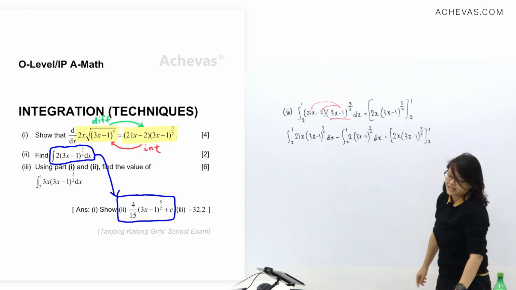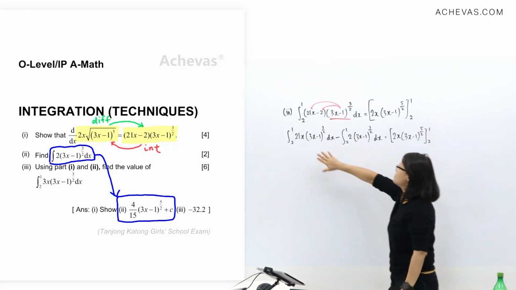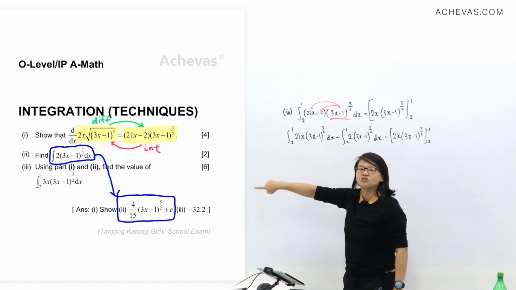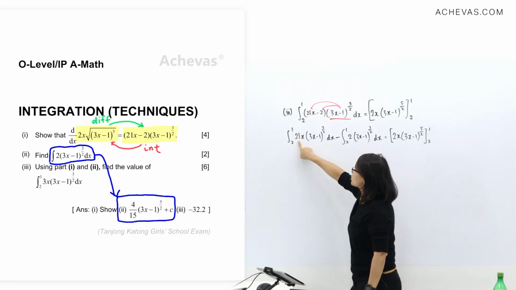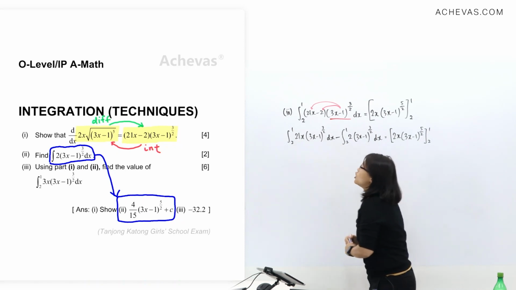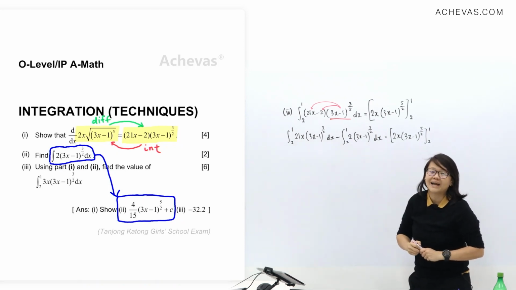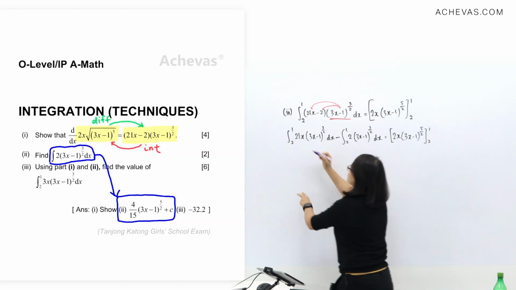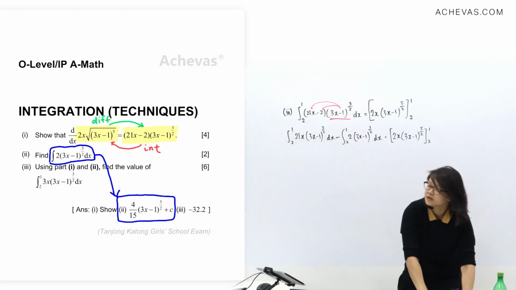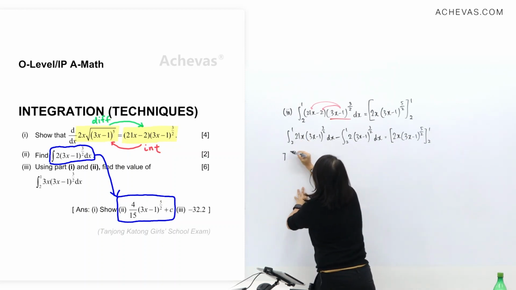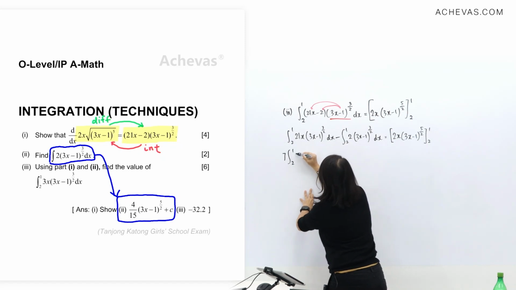Let's take a look at what can we see now. This term here is what you need to find in part 3, but it's not 3, it's 21. So we're going to think of 21 as 3 times 7. So I'm going to adjust this one here. I'm going to write 7 outside of the integration sign and 3 inside.